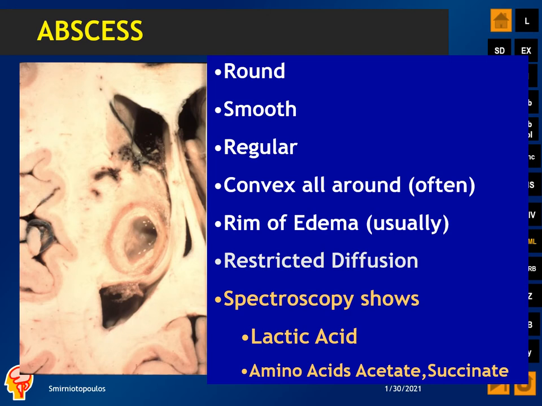We have an outer pinkish rim here, which is the granulation tissue and the fibrous collagenous capsule. And then inner to that, we have some relatively thick pus. And then this example shows what appears to be liquefaction in the center.